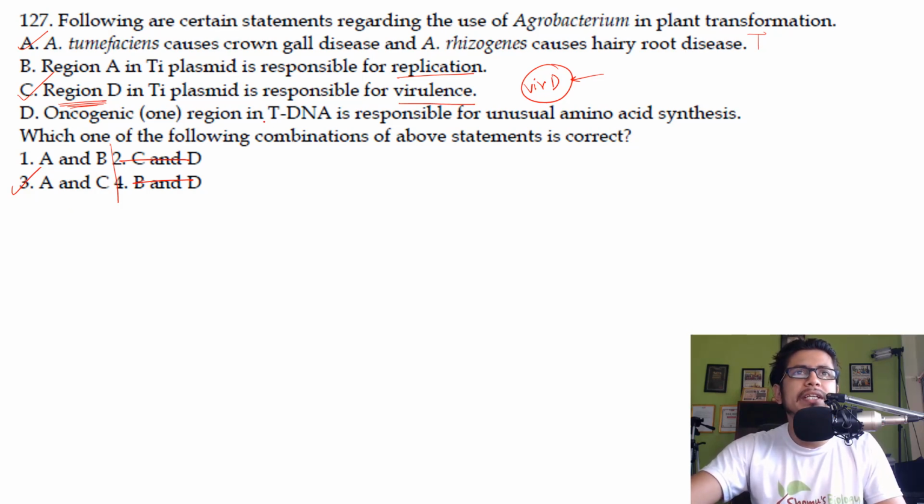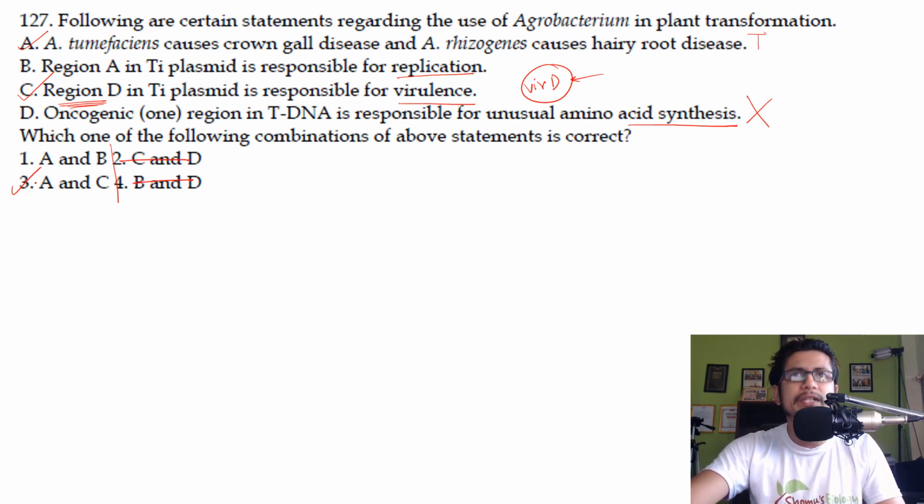If we read that the oncogenic region in the T-DNA is responsible for unusual amino acid synthesis, that is also wrong. This statement is not correct. Because the oncogenic portion of the DNA helps in producing auxin, which helps the growth of the plant cells, and that's how the tumor is formed, the crown gall is formed. So we know that A and C are correct, so we select option 3 in this case.